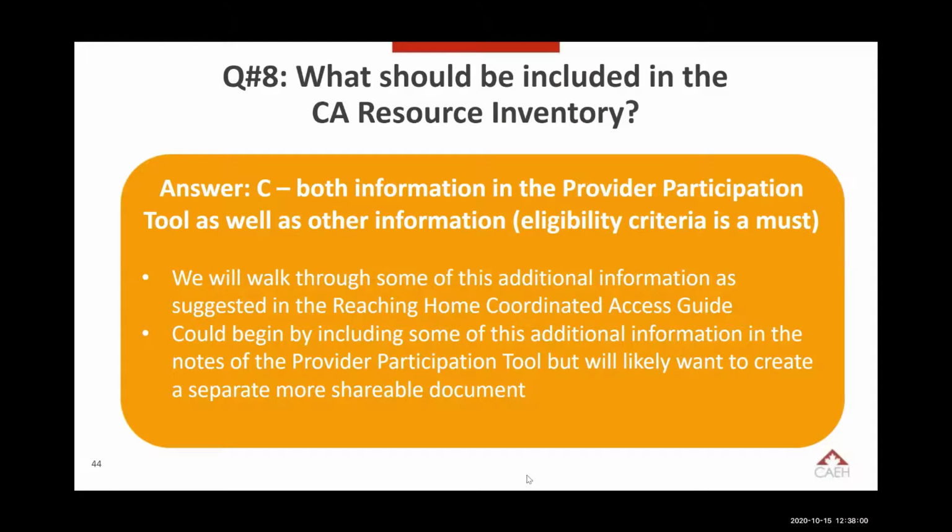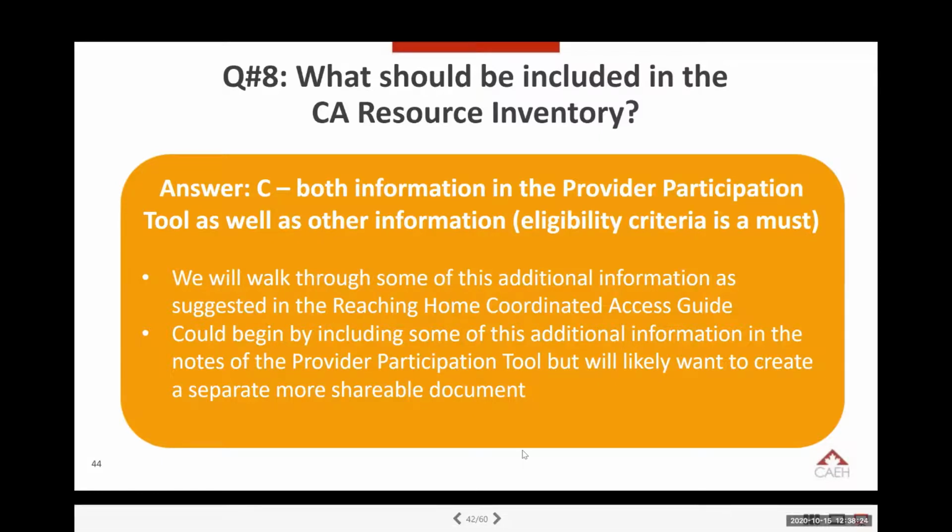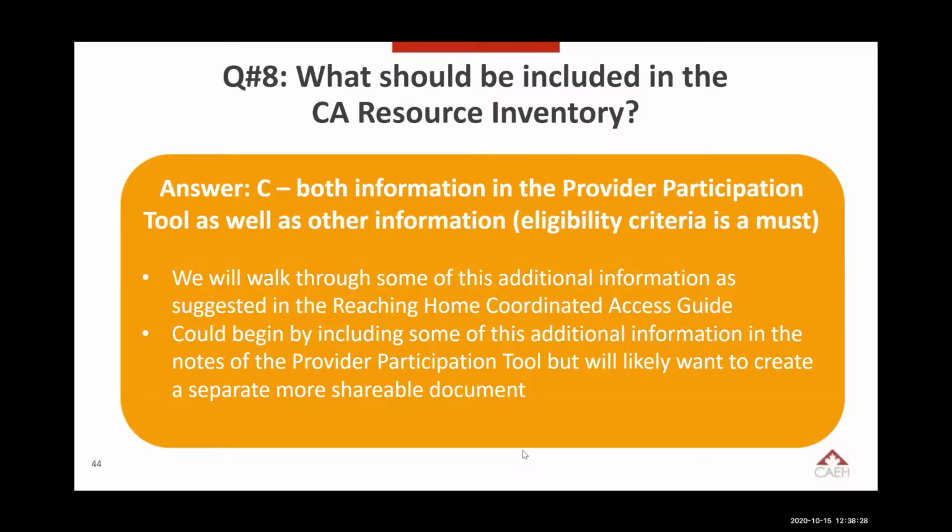So really, everyone is right. Answer C, it's both information in the provider participation tool as well as other information, and eligibility criteria is a must. And so we're going to walk through some of this additional information as suggested in the Reaching Home Coordinated Access Guide. You can start to document this in something else, or you can begin by including some of this additional information in the notes of the provider participation tool, but you will likely want to create a separate, more shareable document as you move forward.